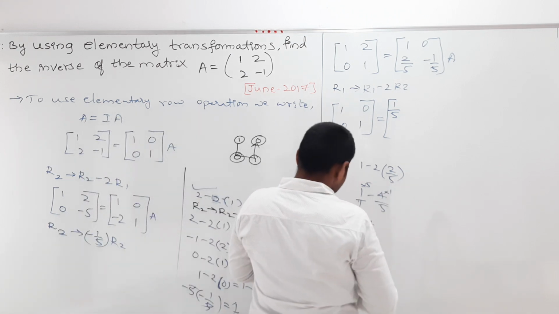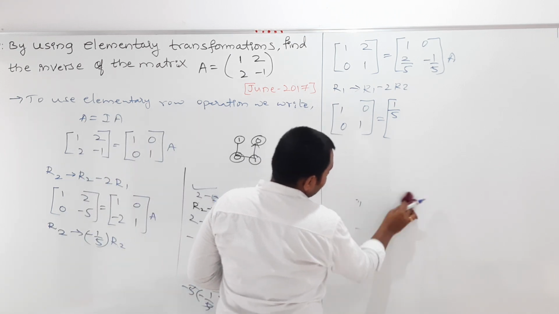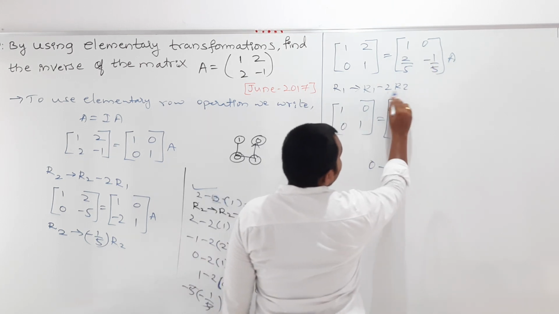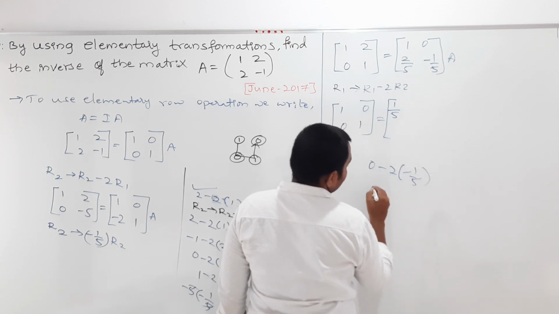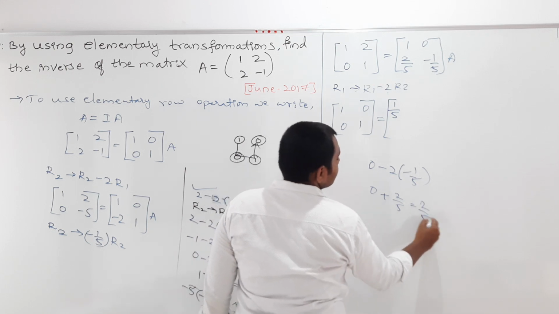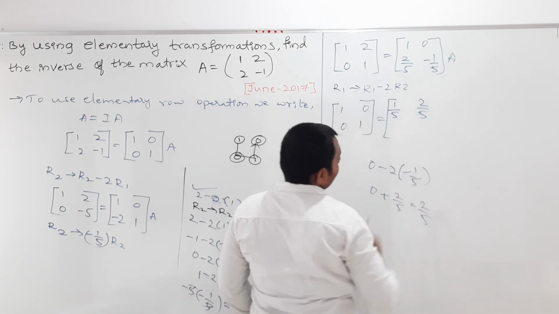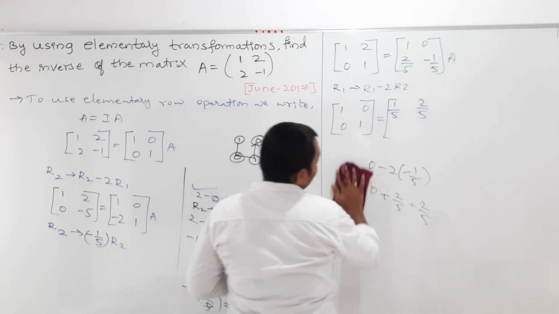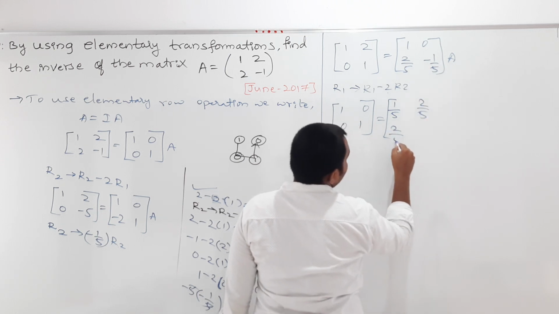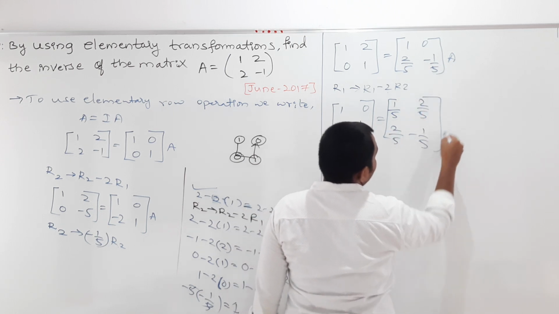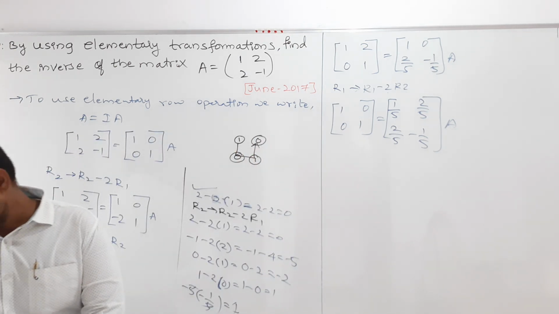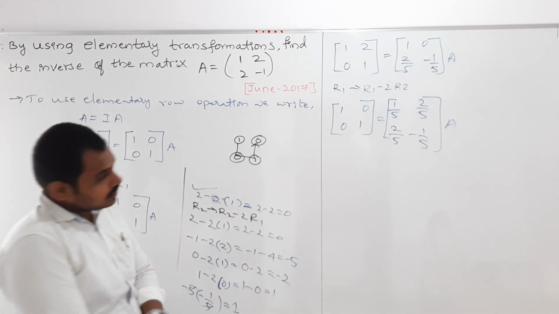Clear? Next, my dear students, we should solve this one. So 0 minus 2 into R2 is minus 1 by 5. 0 minus minus plus 2 into 1 by 5 is 2 by 5. And this is equals to 2 by 5. So therefore here I will write 2 by 5. I hope you understood. And next, my dear students, the second row will be as it is, 2 by 5 minus 1 by 5 into A. Clear? Any doubts? So now we should compare with, my dear students.